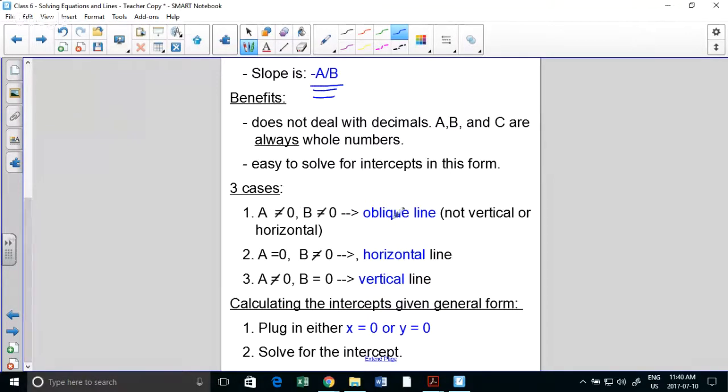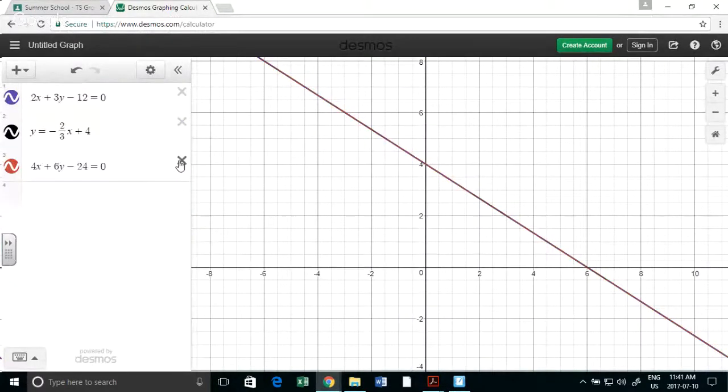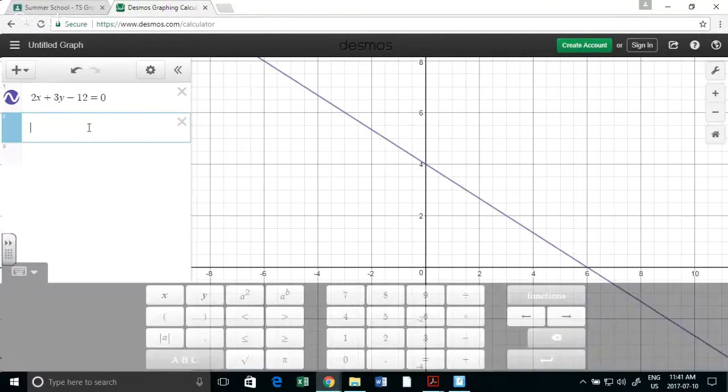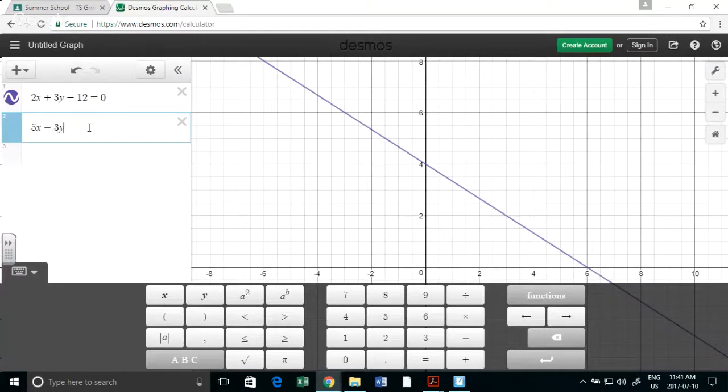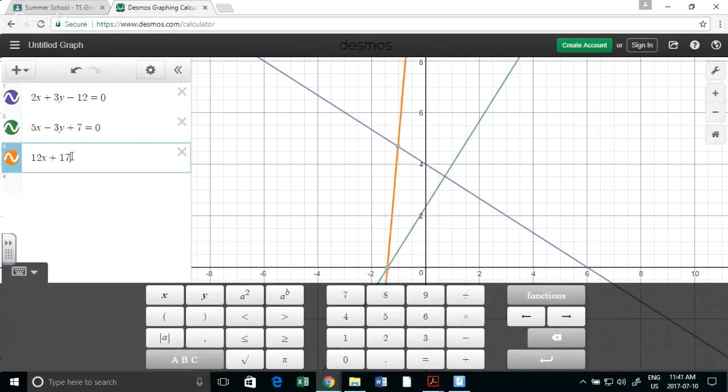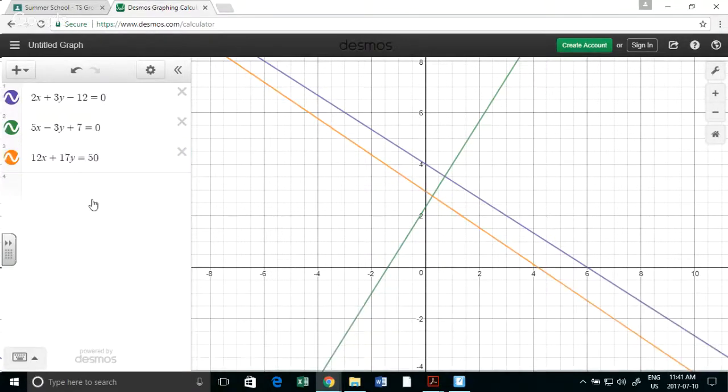This is just a basic definition. An oblique line means it's not vertical or horizontal. So as long as a is there and b is there, I'm going to get an oblique line. So this is an oblique line: 5x minus 3y plus 7 equals 0. That's an oblique line. 12x plus 17y minus 50 equals 0, whatever. Same thing. This is an oblique line.